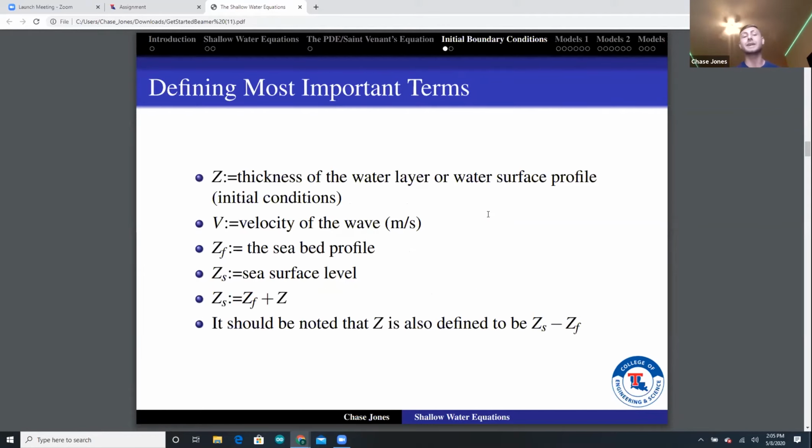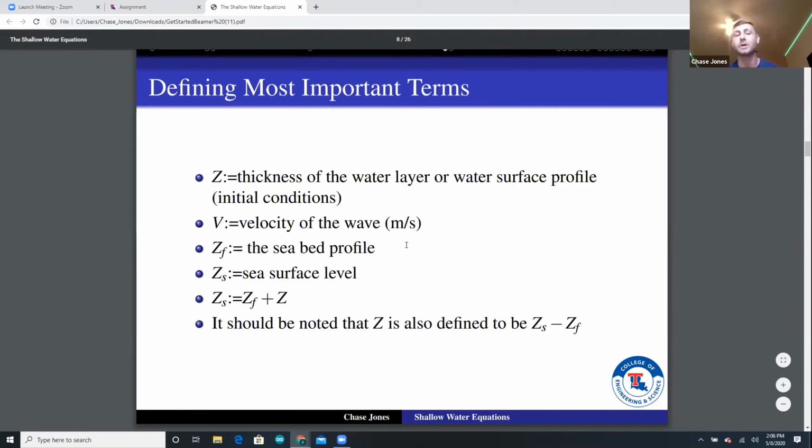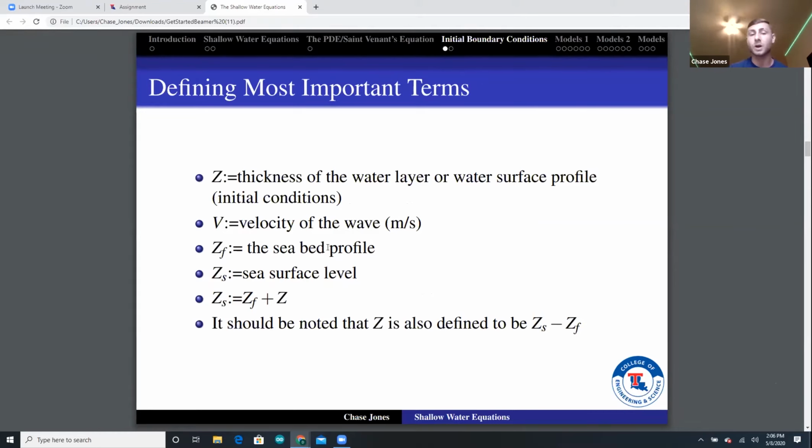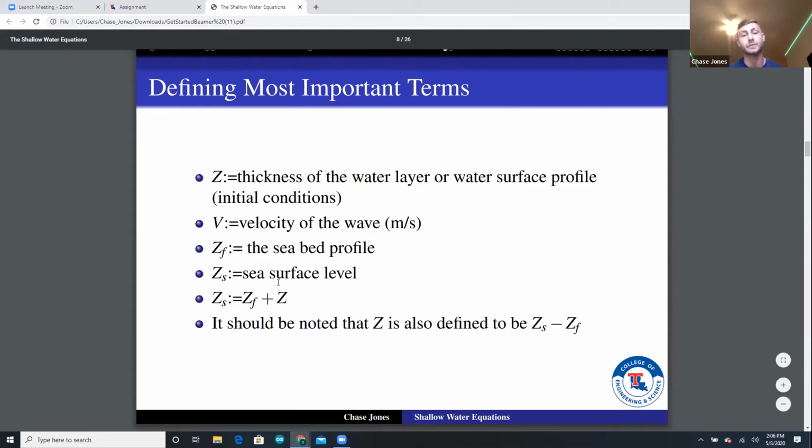To define some of those variables, again, that Z, also known as Z naught, is that thickness of the water layer. So that distance from my free surface down to my riverbed, my ocean floor, whatever floor topography I'm talking about. V is the velocity of the wave, and I'm keeping everything here in meters per second just to have standard SI units throughout. The Z sub F term is the seabed profile, what that floor looks like. The Z sub S is my sea surface, and Z sub S could be written as the sum of the seafloor plus the initial water depth layer. And this is just a rearrangement of that expression or equation here.